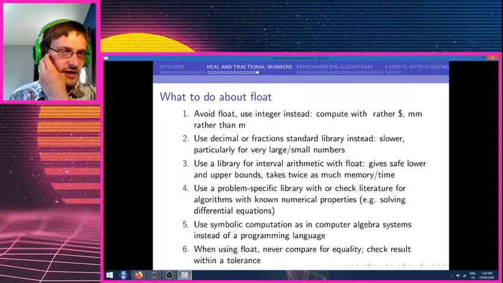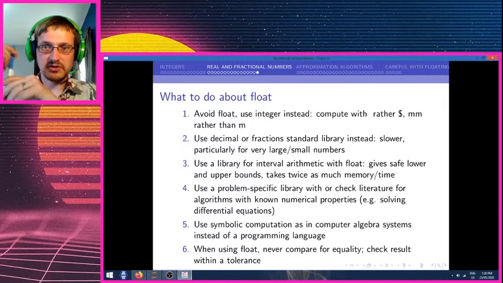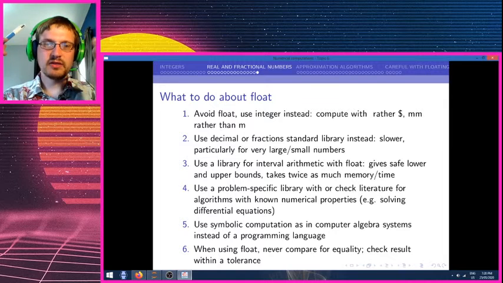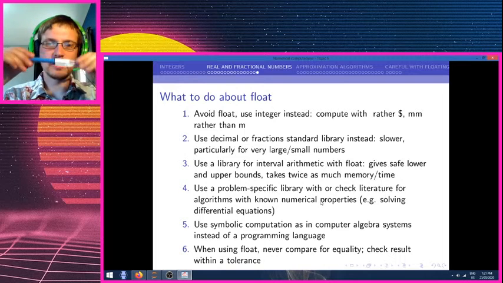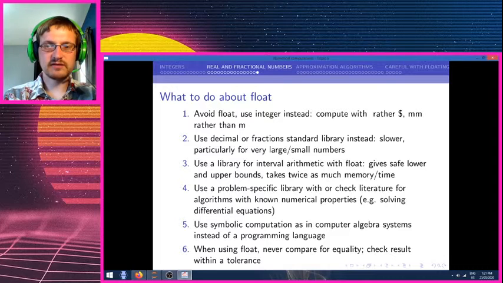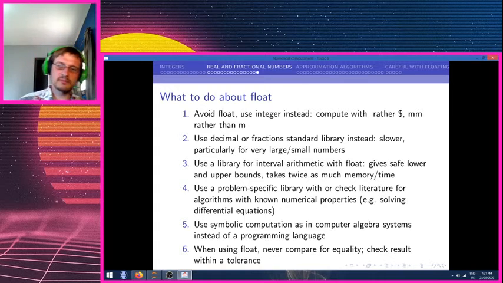Use the decimal or fraction standard libraries instead. Oh, so standard libraries, so they'll come in the standard distribution. They are slower, but more reliable. Use a library for interval arithmetic with float. This gives safe lower and upper bounds, although it takes twice as much memory and time. Or use a problem-specific library or check literature for algorithms with known numerical properties.